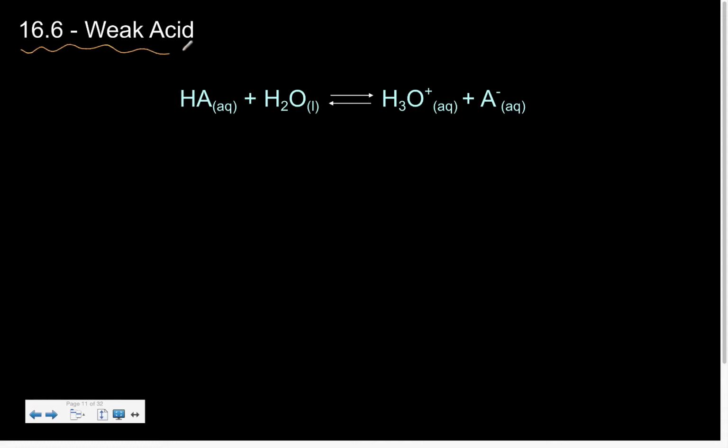Hello AP Chemistry and welcome to weak acids. So, this is what we talked about at the very beginning of chapter 16, right? Where our acids undergo a hydrolysis reaction with water to produce hydronium and the conjugate base, right? Now, when we're talking about any weak acid, this becomes really significant.